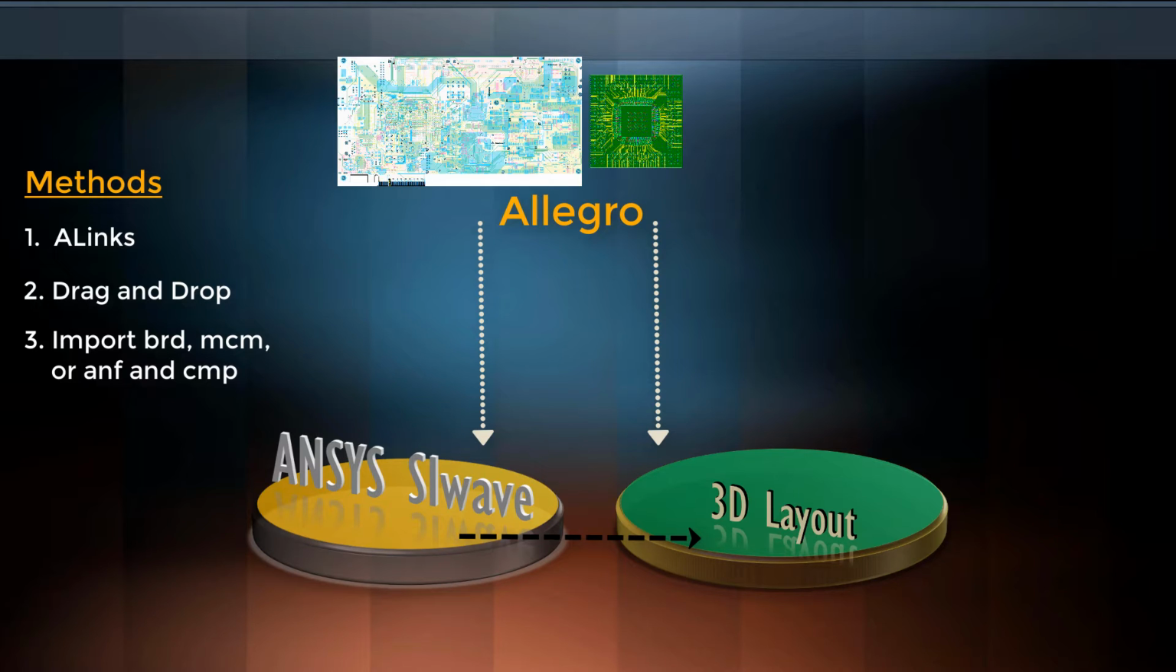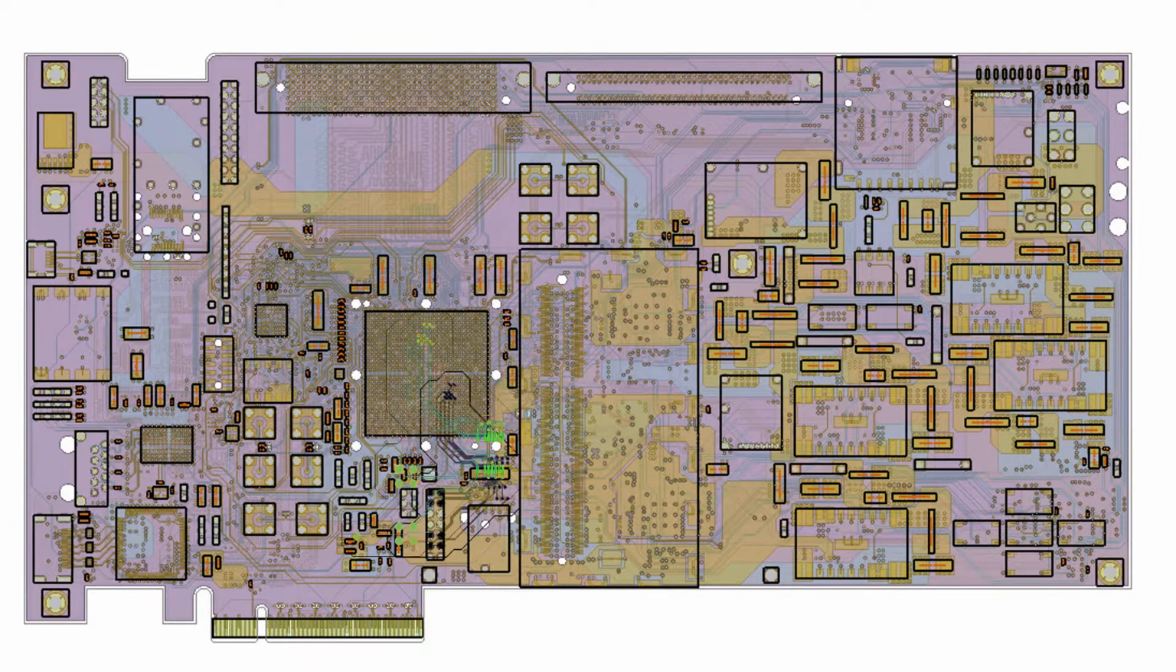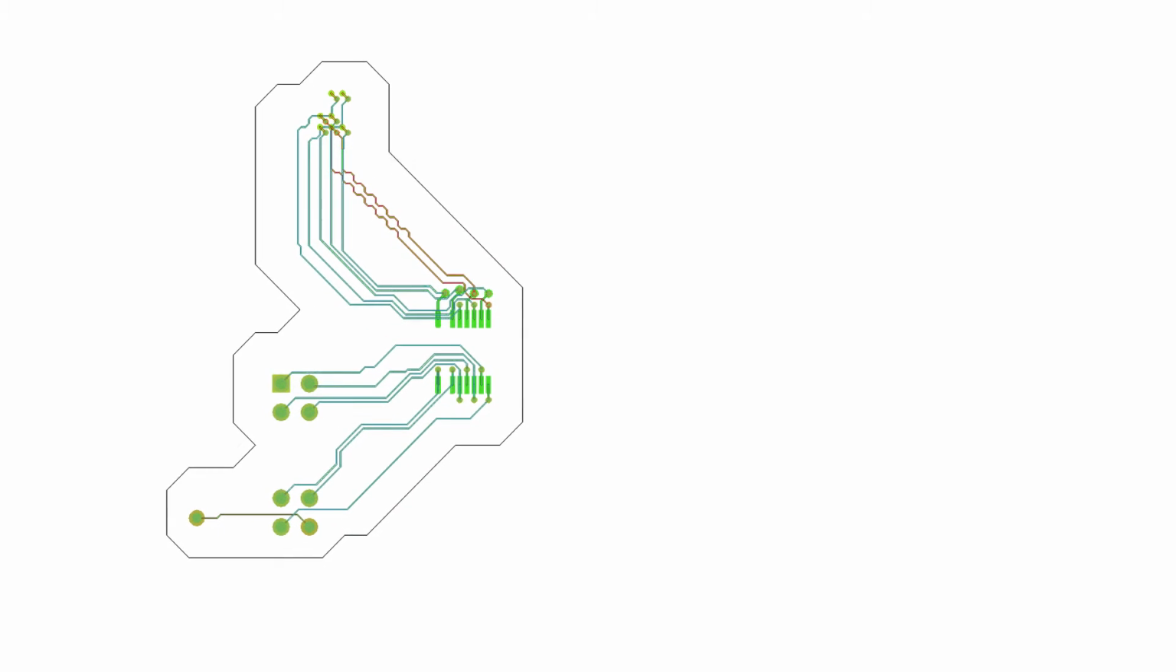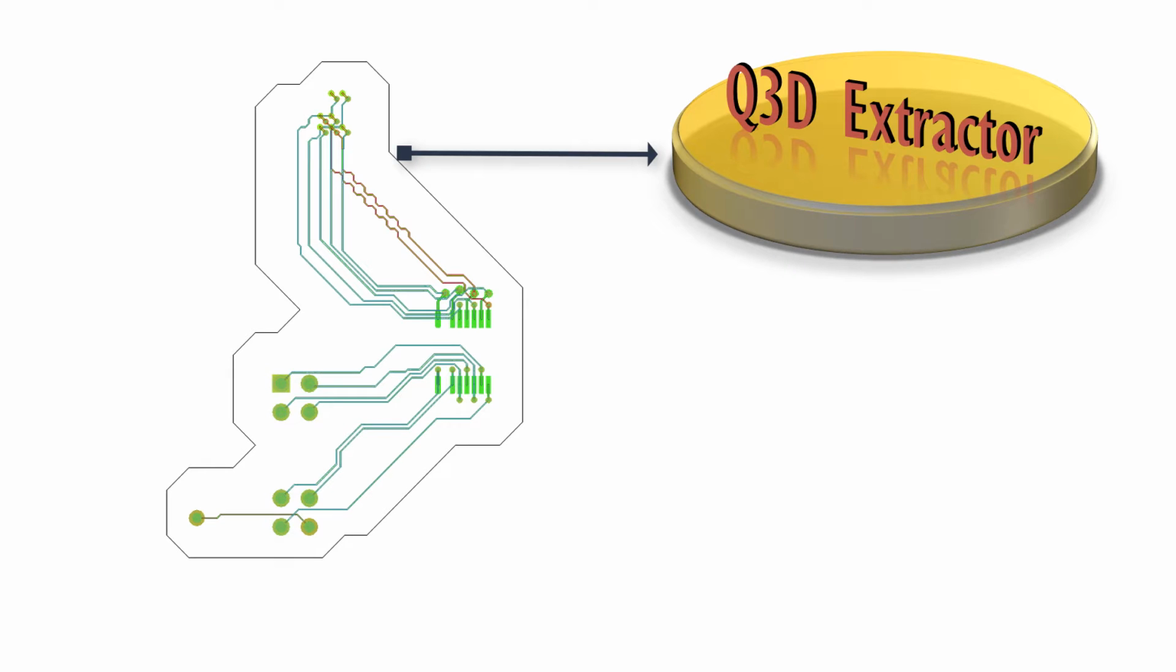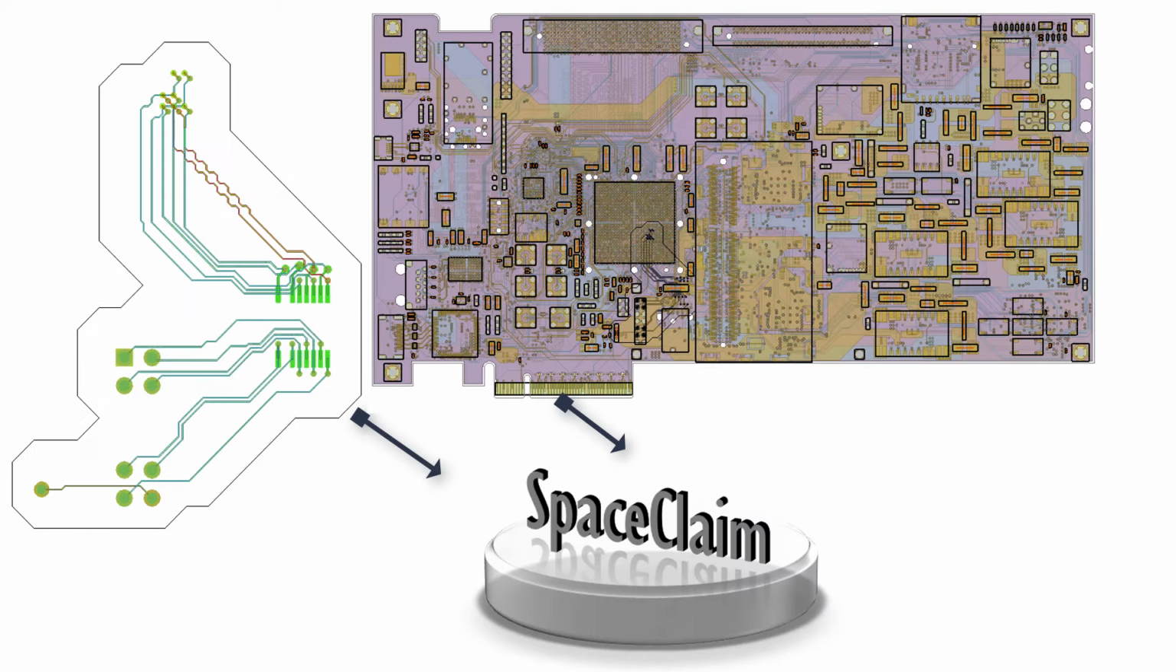We saw how to translate ECAD files from Allegro to ANSYS SIwave and HFSS 3D layout. We also created a subdesign of the Xilinx board and exported it to ANSYS Q3D Extractor, and then to ANSYS HFSS. Now we'll import the full Xilinx board and also its cutout into ANSYS SpaceClaim.